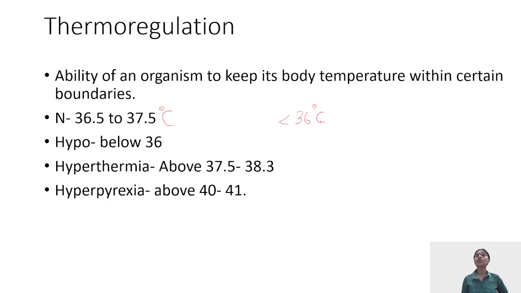And then come two other words: hyperthermia and hyperpyrexia. Hyperthermia means a temperature above 38 degrees Celsius, and hyperpyrexia is anything above 40 degrees Celsius. Normal is 36.5 to 37.5, hypothermia is less than 36, hyperthermia is anything above 38, and anything above 40 degrees Celsius is hyperpyrexia.